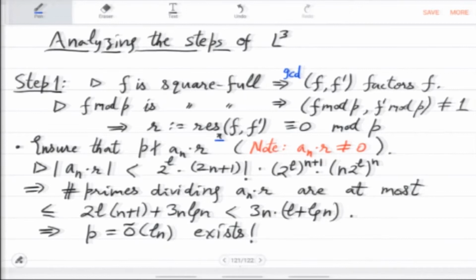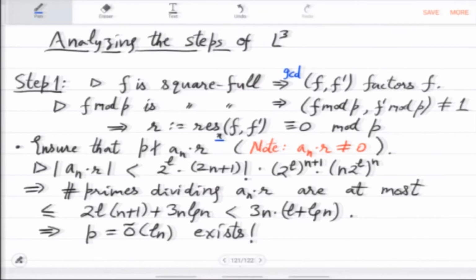So the resultant will be a non-zero integer. So just pick a prime which doesn't divide it. An times R, by the definition of the resultant, is as big as this, and you can see that this bounds the number of primes by log of this bound. So definitely a prime around L times n will exist and can be found. So you work with that prime. That is the analysis of step 1.